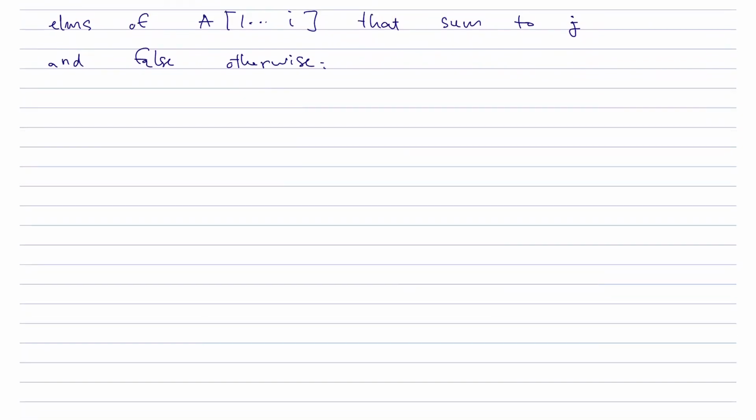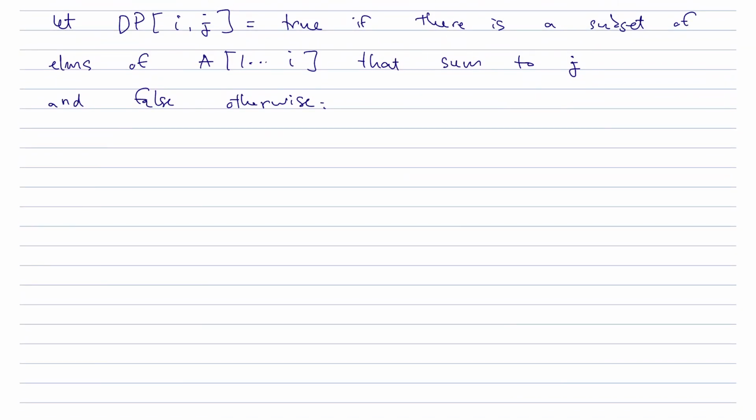Okay, so we can make the base case that dp[0][0] is true. This is somewhat difficult to pinpoint exactly, but you can think of the sum of the empty subset as 0, right?